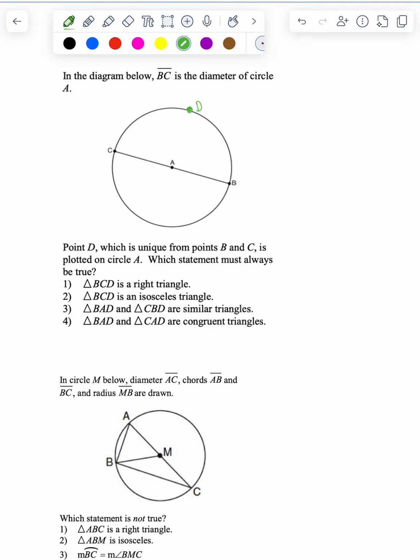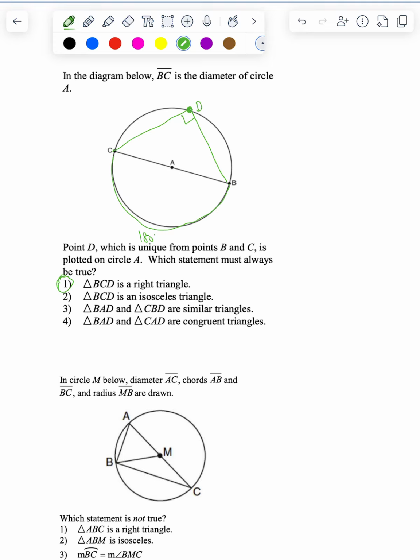Triangle BCD is a right triangle. Well, yeah, that does have to be true, right? Because angle BDC, wherever I put D, is an inscribed angle because D is on the circle as well as B and C. Inscribed angles are half of their intercepted arc, and no matter where I place D, the intercepted arc is going to be a semicircle, half of the circle, which is 180 degrees. So that means half of it's going to be 90 degrees. So that is always true.